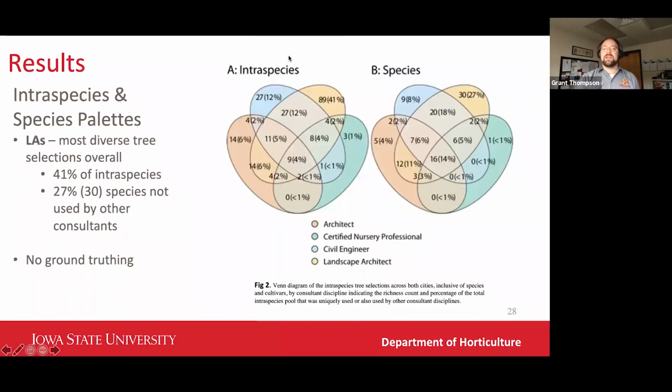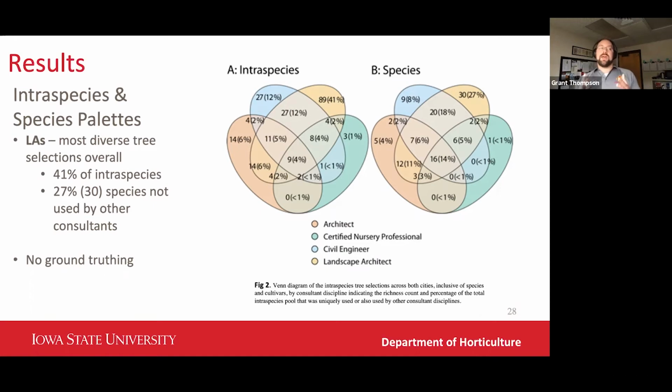And again, we can look at this at an intraspecies level, so when we consider cultivars also, or we can look at this at a species level. And either way, landscape architects are providing most of the plant material, or where we see a lot of differences. So for example, 41% of the diversity, or almost 90 selections, are only used by landscape architects, and not by anybody else. And again, we can see this at the species level. About 27% of the total species list between these two cities, or about 30 species total, were selected by a landscape architect and not anybody else.